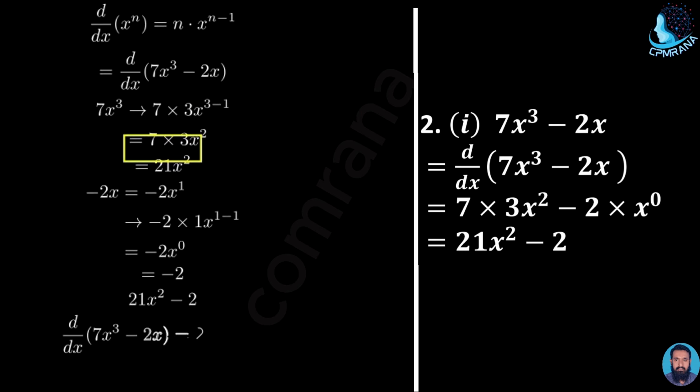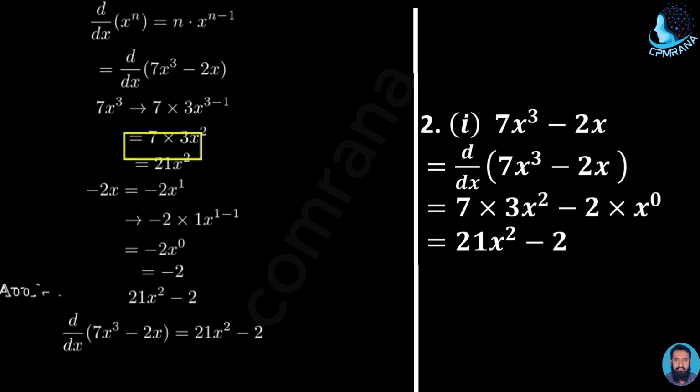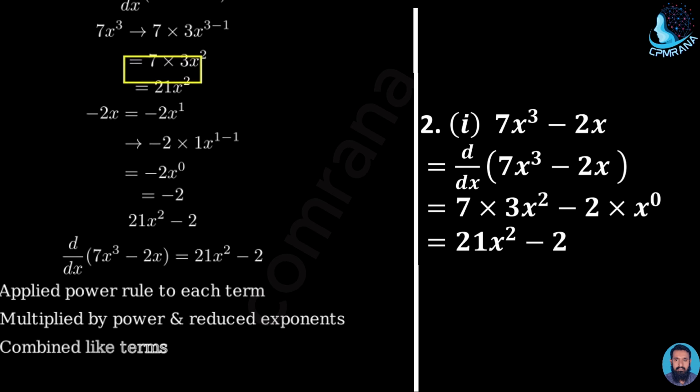Let's verify this is correct by looking at our original problem. Let's summarize what we did. First, we used the power rule on each term separately. Then we multiplied by the power and reduced each exponent by 1. Finally, we combined like terms to get our answer.